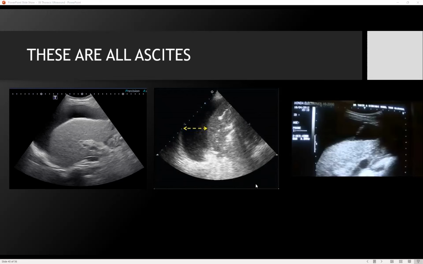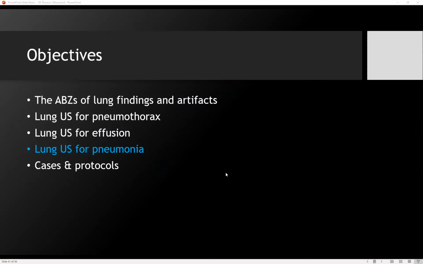But just to reiterate again, scan all the way up, find the diaphragm, make sure what you're seeing is a pleural effusion. Don't tap ascites. Always find the diaphragm. That's all I have to say about lung ultrasound for effusion. Any other thoughts or questions or additions or tips?